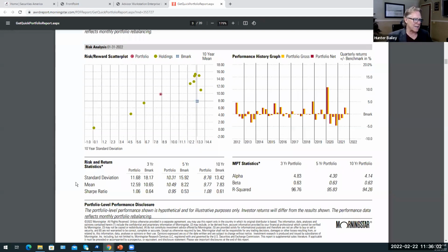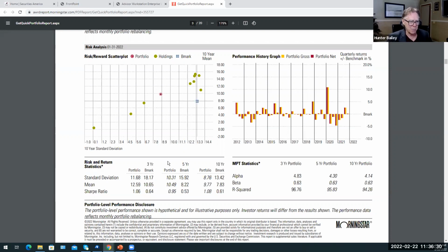If we look at standard deviation in years, 3 years, 5 years, 10 years, let's go 10, our average volatility is 8.76, where the market itself is almost twice as much, or 13.42. The average return 9.7, their average return 7.83. Short term, our average return 12.9, other stocks 10.65.